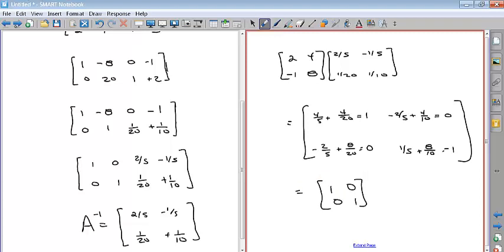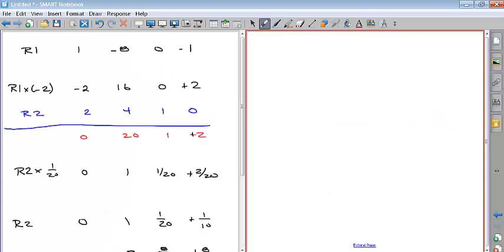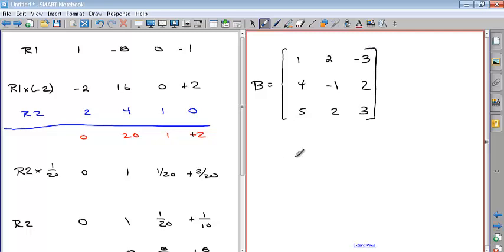Okay, so that's how you do matrices. Let's do one more. That is a 3x3 matrix. So let's say this is matrix B, and okay, so that's my matrix. So we want to find the inverse of that matrix. So we create an augmented matrix with an identity matrix.